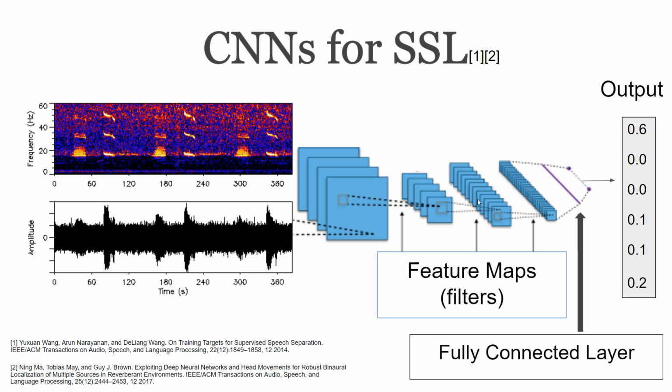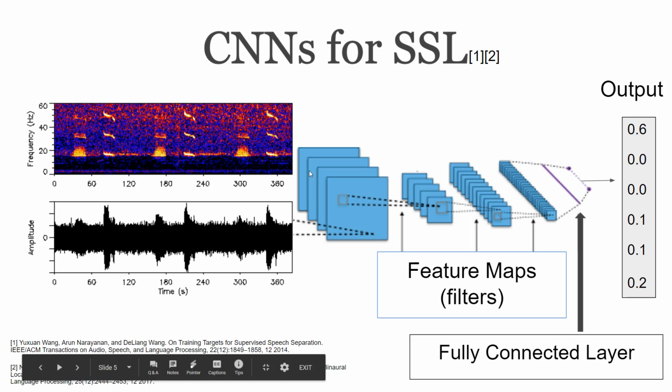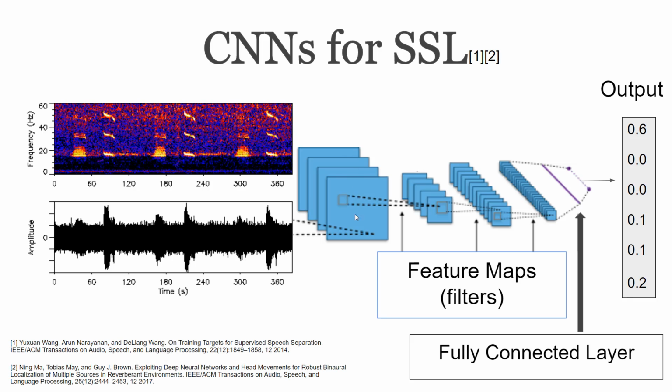For a deep learning model, we decided to use a convolutional neural network for sound source localization. As you can see here, this is showing the first 4 convolutional layers consisting of 3x3 filters. They are exponentially increasing, the first one having 32, then 64, then 128, then 256.